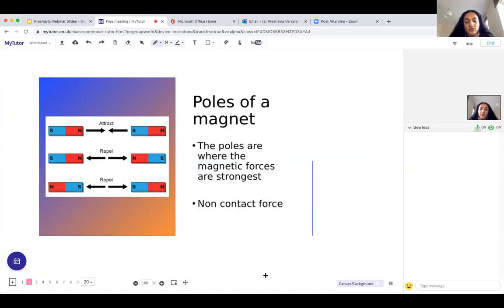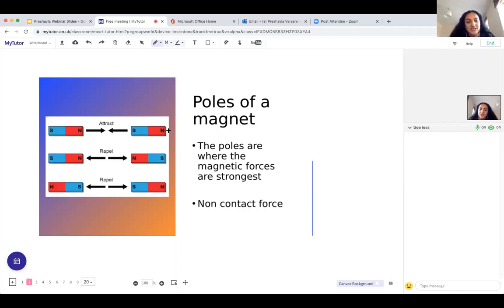Now the poles of the magnet is where the magnetic force is strongest. So if you're really close to the pole, the end of the magnet, that's going to have a bigger magnetic force than if you're further away. We've seen that when we're playing around with magnets. If the magnet is closer to a paperclip, for example, it picks it up a lot easier than if it's further away. So that's all that means.